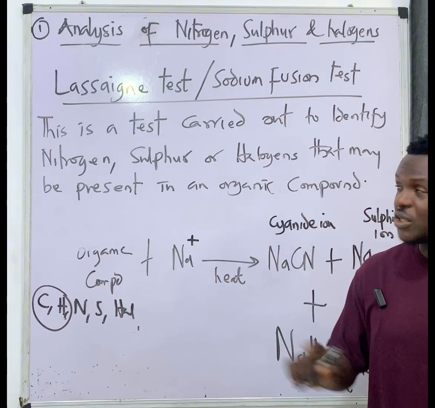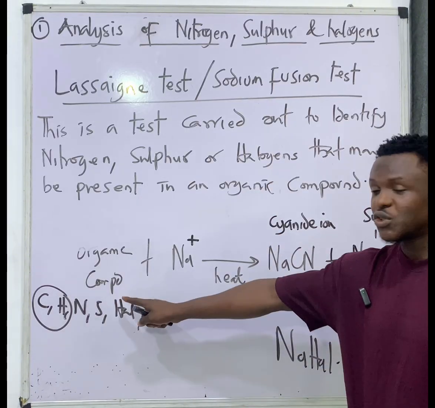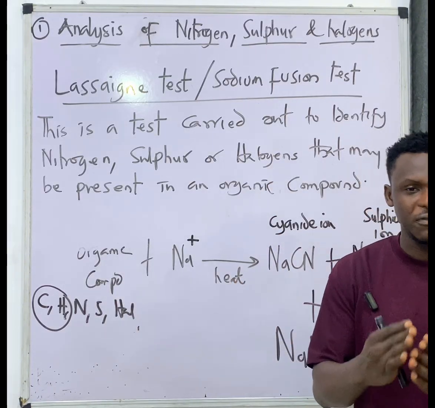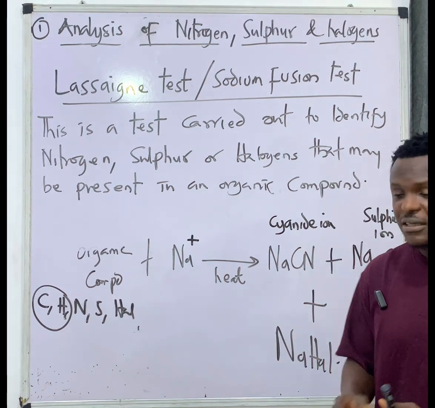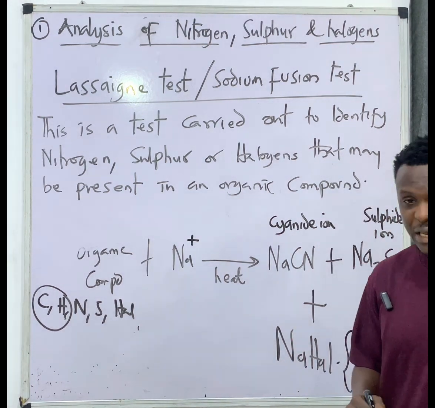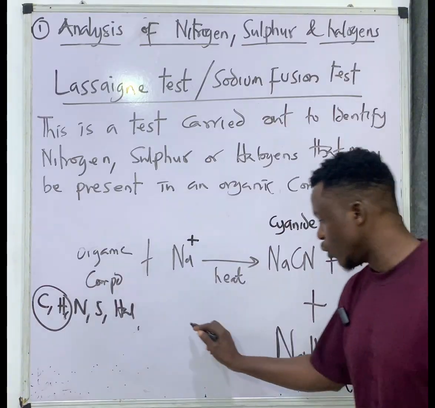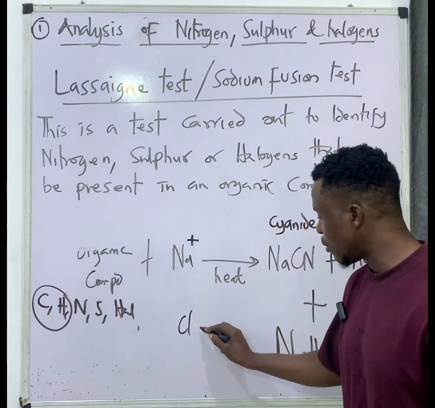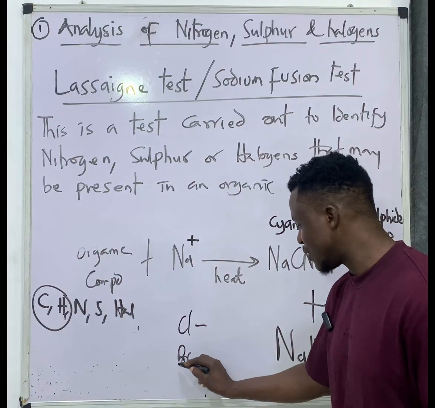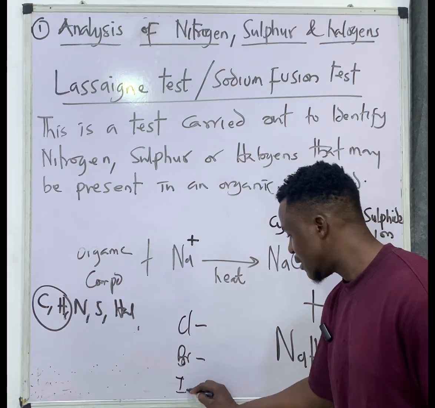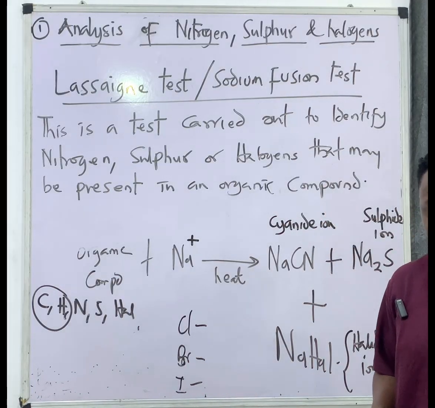But please take note, in sodium fusion test, nitrogen in organic compound is usually converted to cyanide ion, sulfur is usually converted to sulfide, and halogen is always converted to halide. If the halogen there was chlorine, chlorine will be converted to chloride. If it was bromine, bromine will be converted to bromide. If it was iodine, iodine will be converted to iodide.